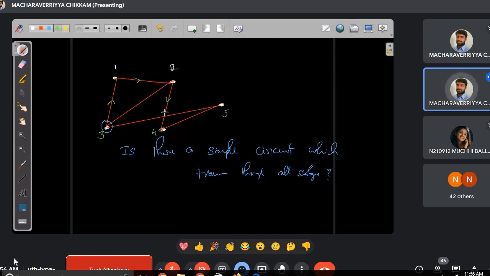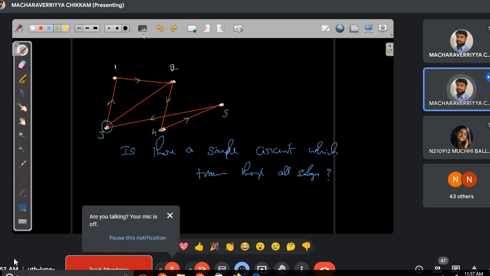Let me go in the other way. 2 to 4, and then to 5, right? And then you can come back to 3, but here also you're omitting this edge. You're not traveling through this edge. So like that you need to try all possibilities. But how to know whether a graph has a simple circuit which travels through all edges or not?